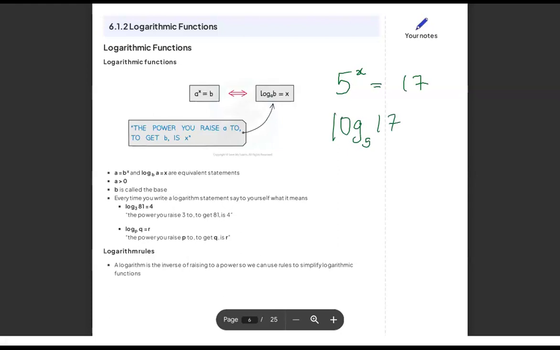Couldn't you just do x equals 17 over 5? No, you can't do that. It's to the power. It's not 5x. It's 5 to the power x.